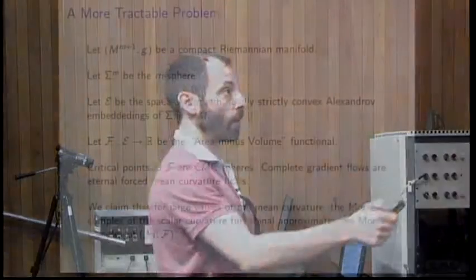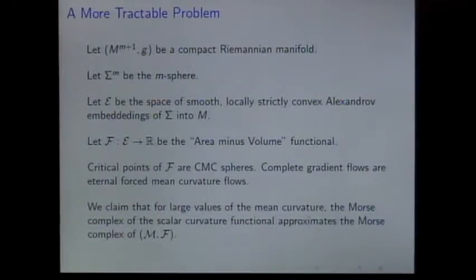The main point of this exposé is we claim that for large values of the forcing term f, the Morse complex of the scalar curvature functional perturbs to approximate the Morse complex of my infinite dimensional manifold. So if you could show that there was a Morse homology for this functional, which you actually can do in certain very special cases, then not only do you know the existence of a Morse homology, you can calculate the thing.